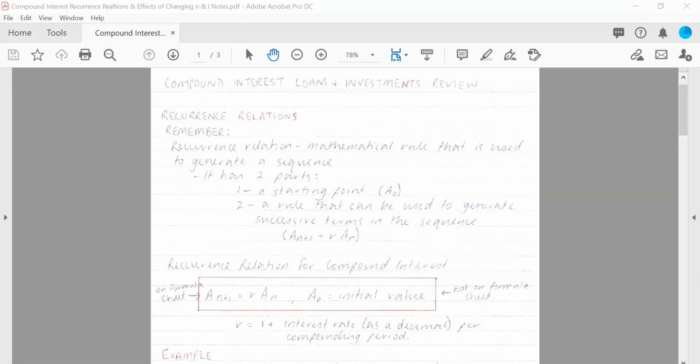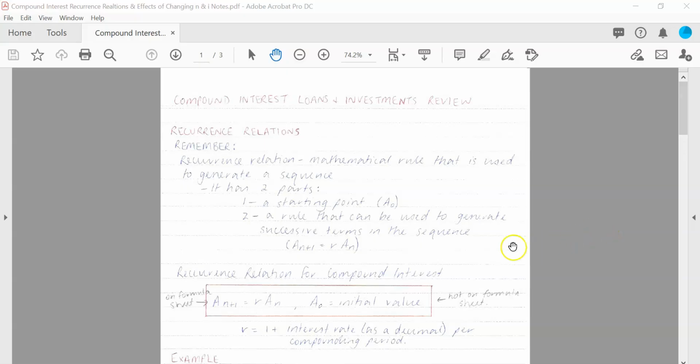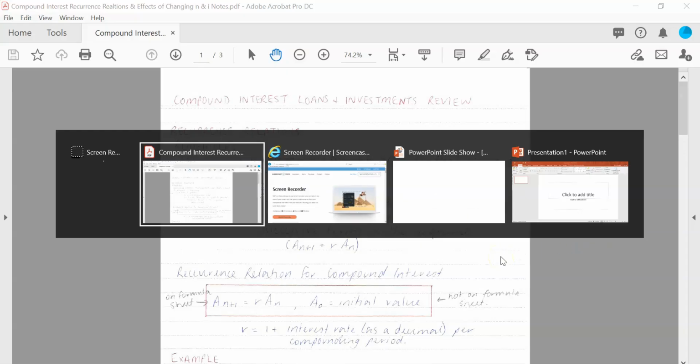a recurrence relation. So you'll remember from our work in the sequences topic that we did in Unit 3 that recurrence relations have two parts to them. They have a starting part, the initial value, and then they have a rule that can be used to generate the successive terms in that sequence. Before we look at the recurrence relation for compound interest, I'd just like to look at an example with you.